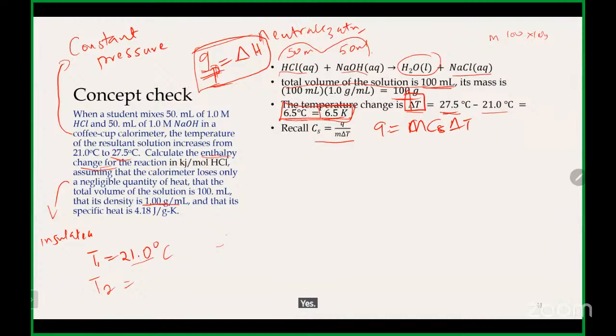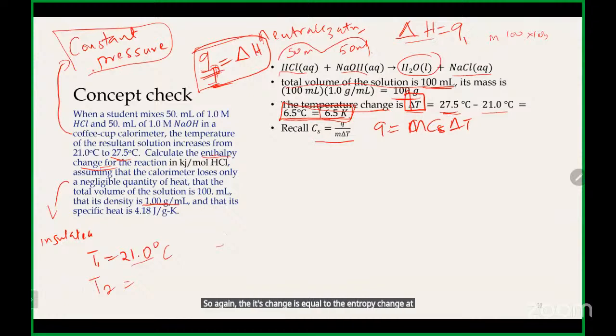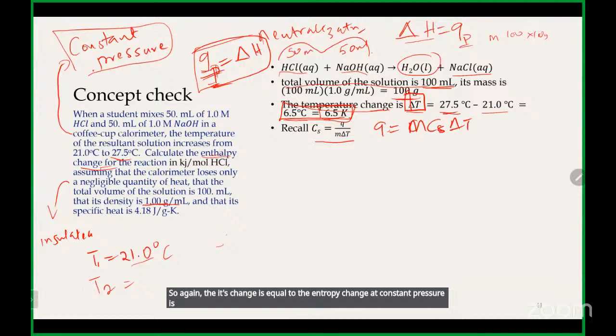Did I say temperature constant? Constant pressure. Okay, we're saying pressure. I wrote it here. Constant pressure. So again, the heat change is equal to enthalpy change at constant pressure, which is written as QP. So that's what we are trying to calculate.